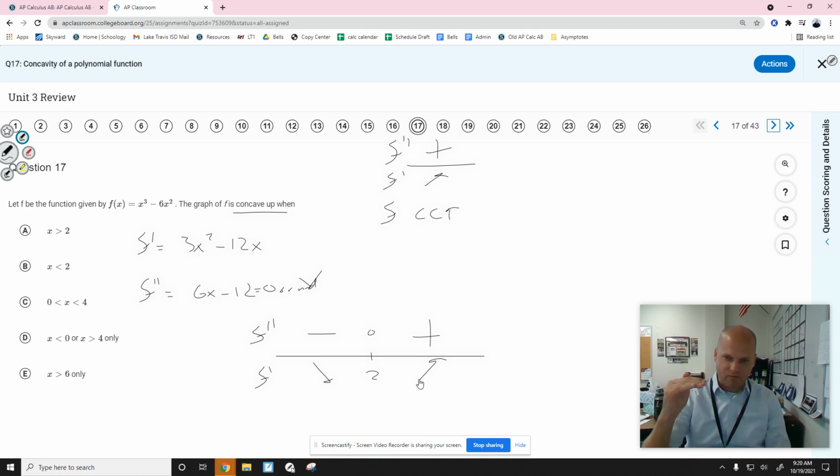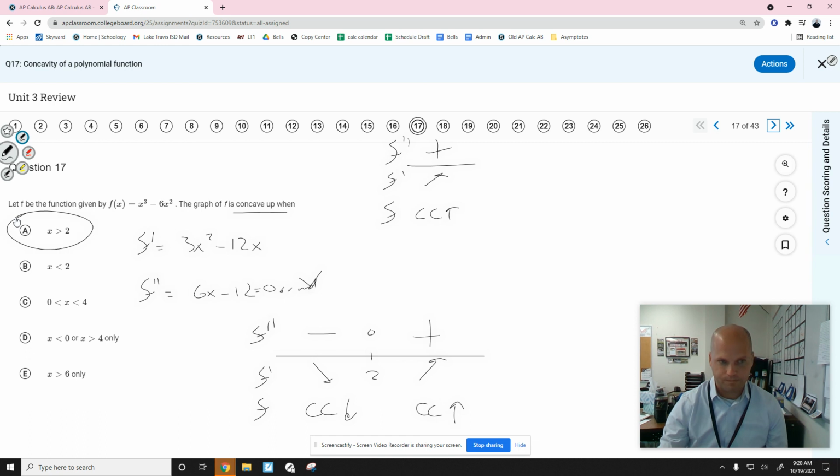But the great thing about f double prime sign analysis is it not only tells me f prime is going down, going up, it tells me f's curvature, f's concavity. F is concave down, then concave up. F is concave up for x bigger than 2.